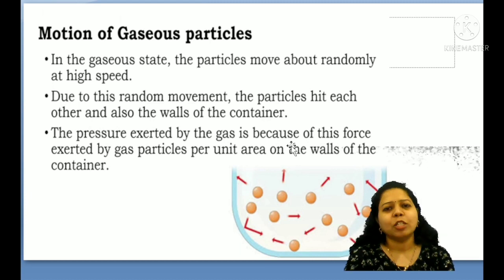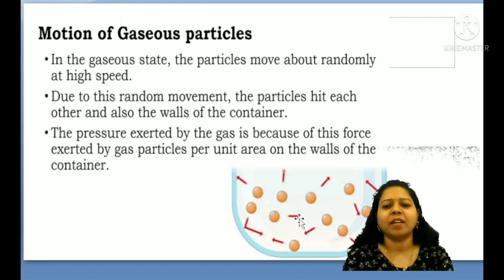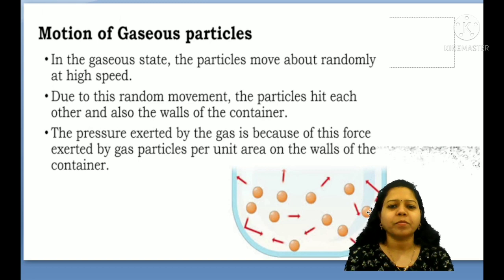That's why we say the speed of the particles present in the gas is very high. Due to this random movement, the particles hit each other and also the walls of the container. Because of the movement of these particles, they hit the wall of the container. The pressure exerted by the gas is because of the force exerted by the gas particles per unit area on the wall of the container.